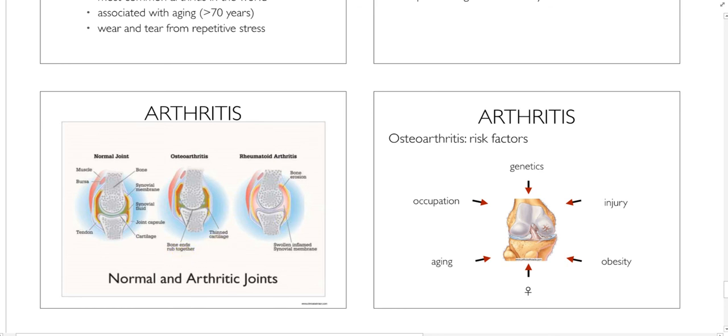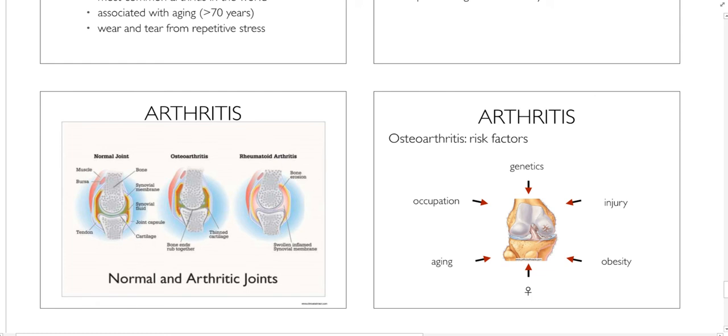With rheumatoid arthritis, the synovial capsule around the joint itself has autoantibody complexes inside that are destroying and inflaming the joint, and it ends up with bone erosion as well as a swollen and inflamed synovial membrane.